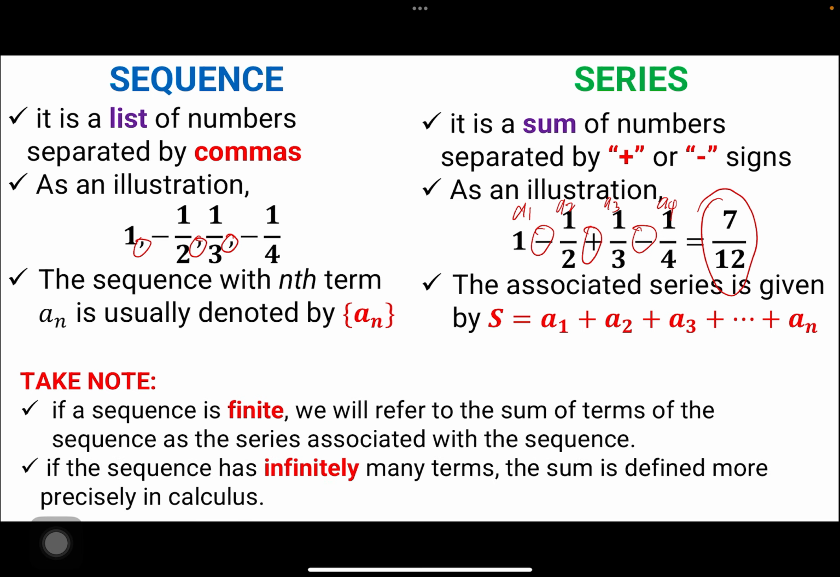And if the sequence has infinitely many terms, ibig sabihin, wala na siyang katapusan. So, we can conclude na meron tayong approximate value of the sum and we can compute it precisely using the calculus. So, on your next subject or next semester, you will discuss the basic calculus.